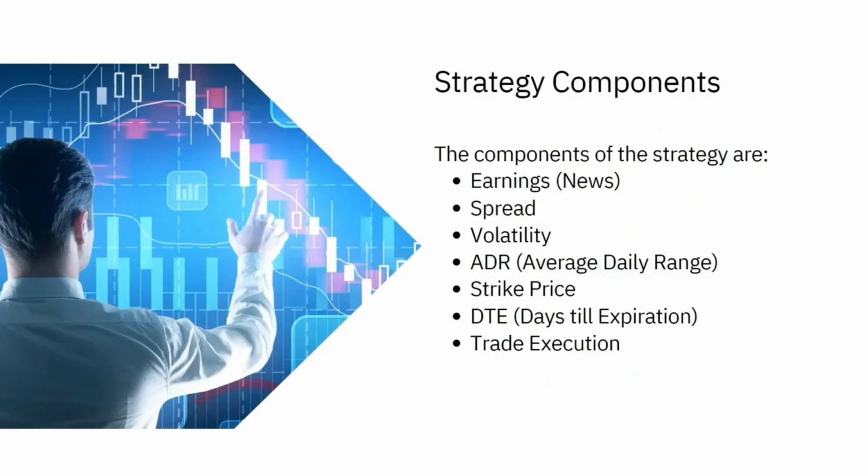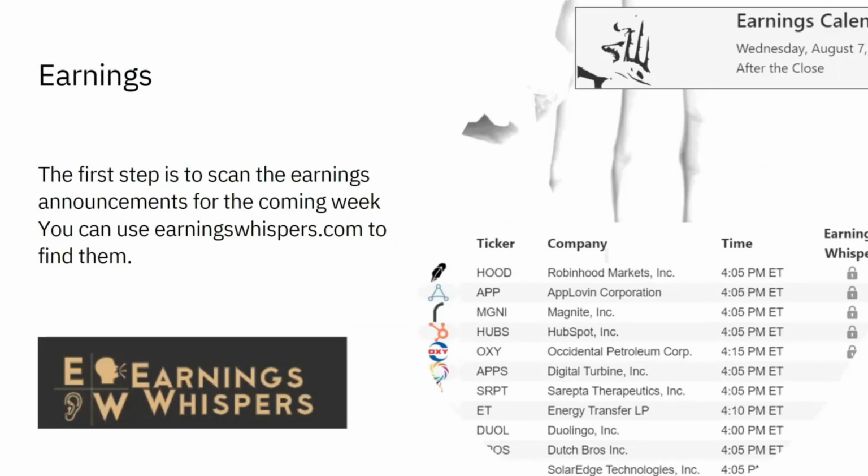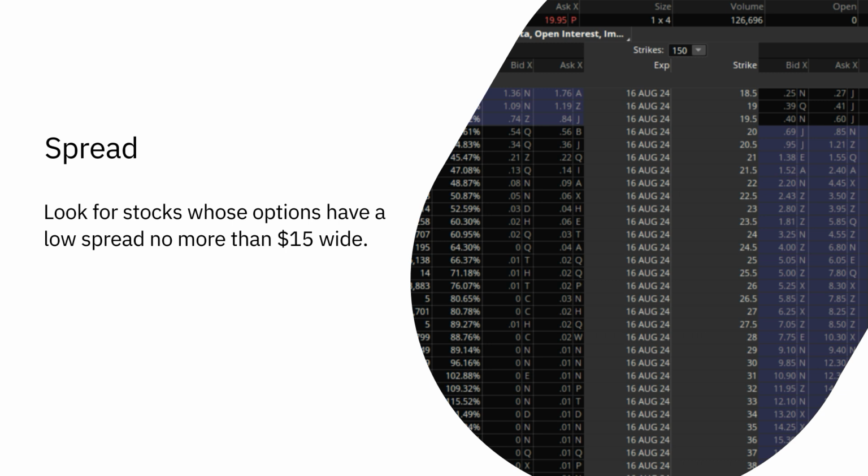Strategy components. The components of the strategy are earnings or news, the spread, the volatility, the average daily range, the strike price, days till expiration, and trade execution. Earnings. The first step is to scan the earnings announcements for the coming week. You can use earningswhispers.com to find them. Next, look for stocks whose options have a low spread, no more than $15 wide.